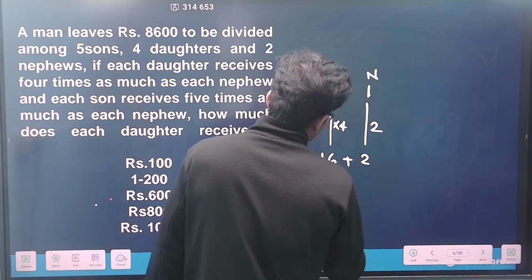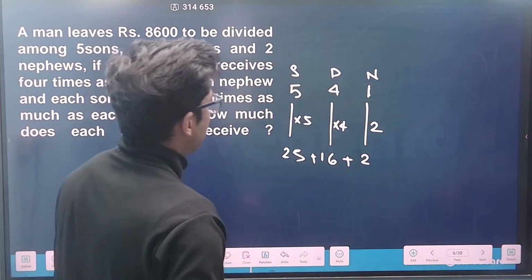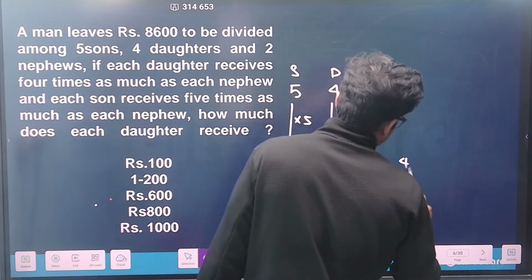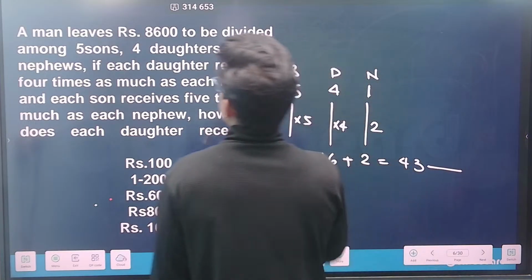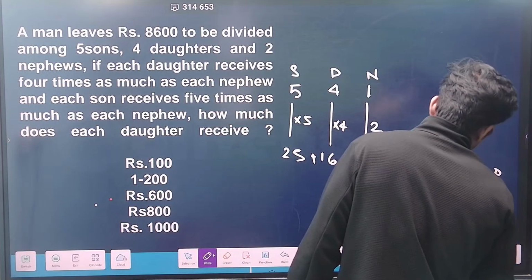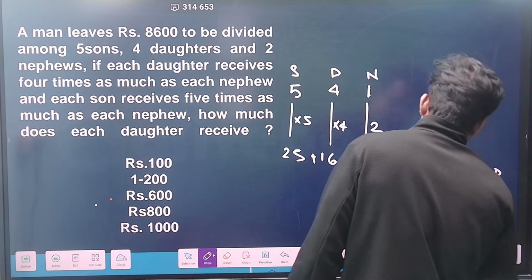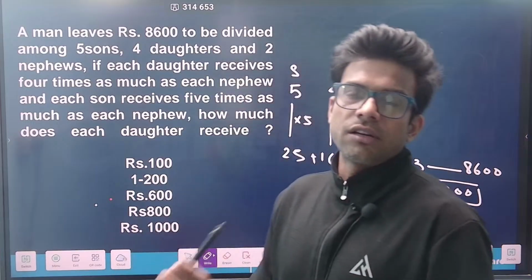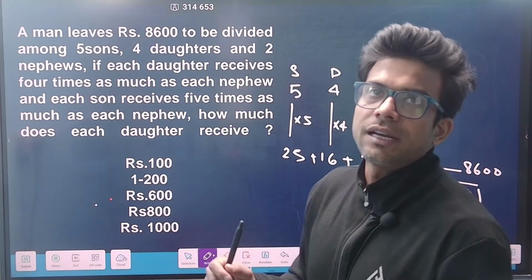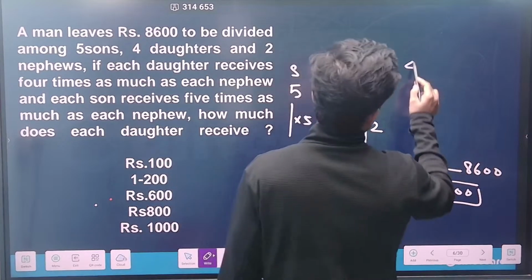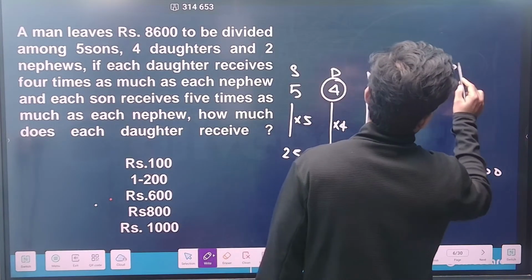If you sum it up now, how much are you getting? You are getting how much? 43. So 43 value is given to 8,600. So one value would be 200. What are they asking? How much does each daughter receive? So basically the daughter is receiving how much? 4. So 4 into 200, which is 800.